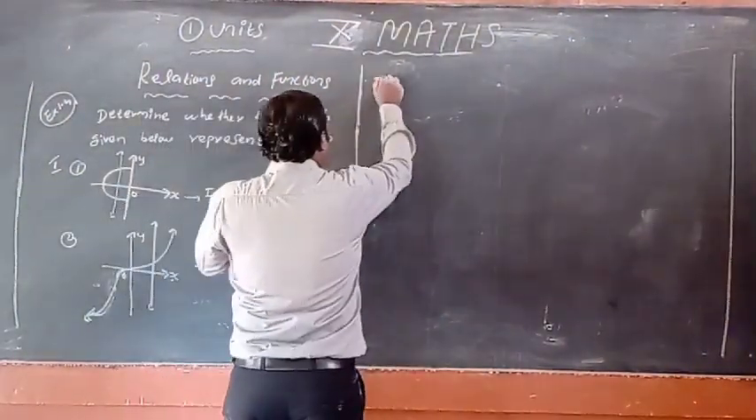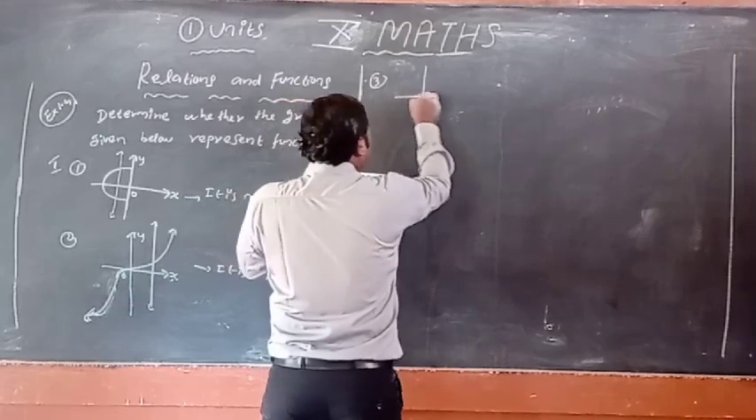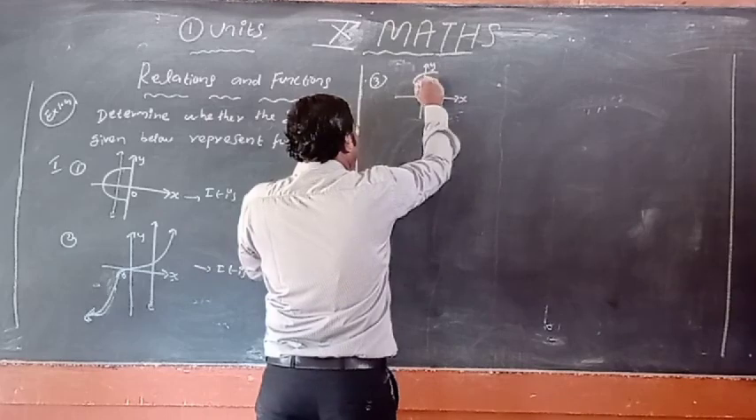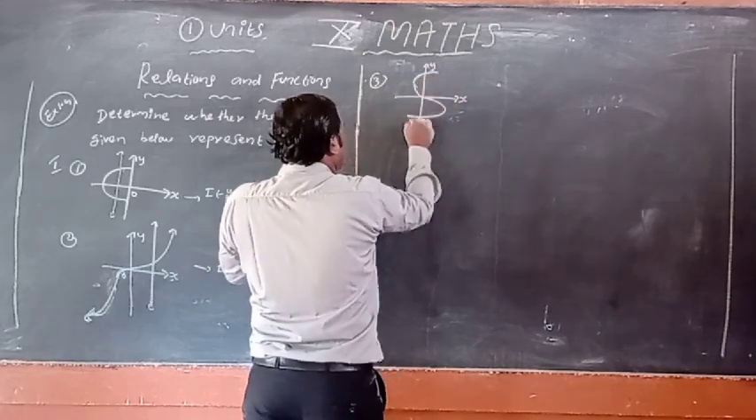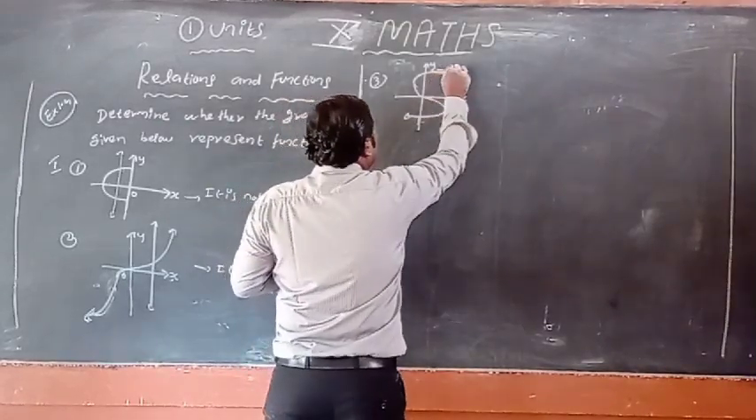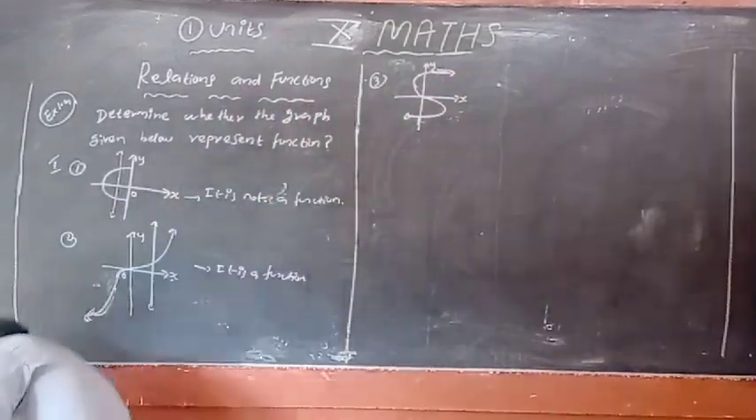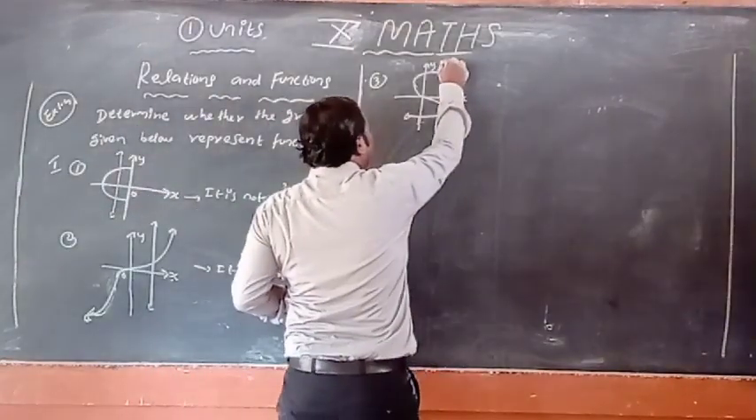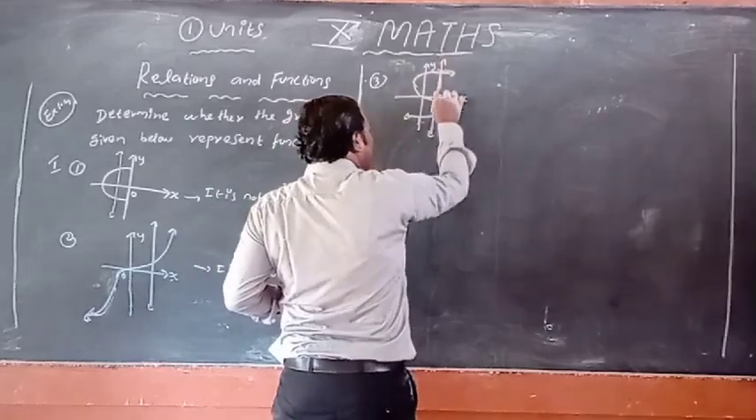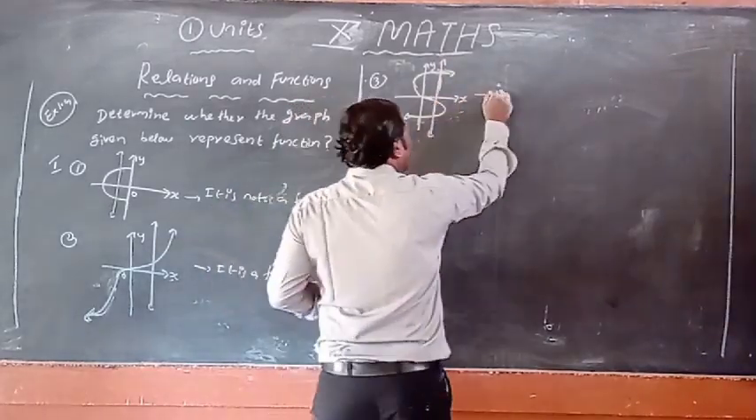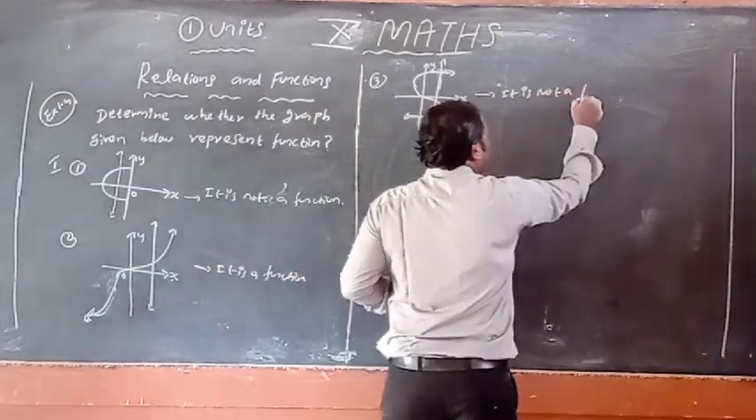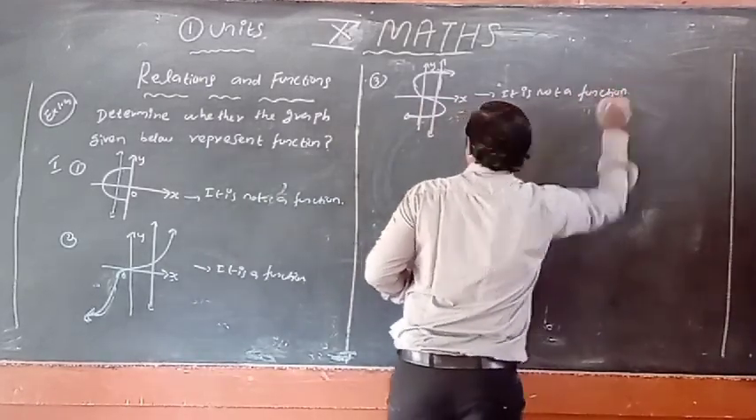Okay, third one. What about the third one? The diagram is given. So draw a line. The line touches the graph at three places. See that? Three places touch the line: 1, 2, 3. So it is not a function.